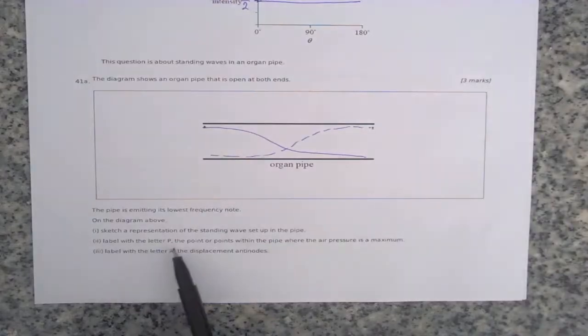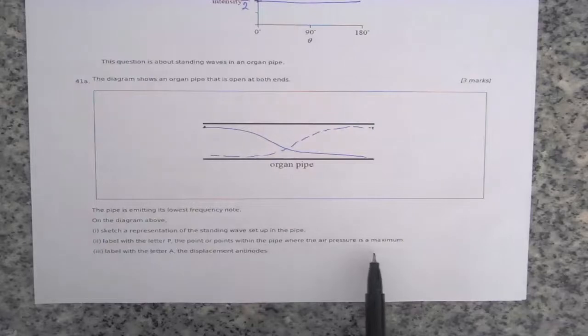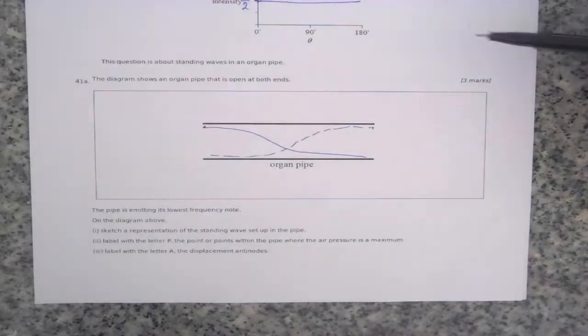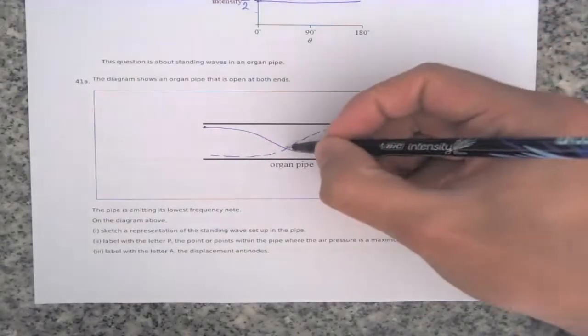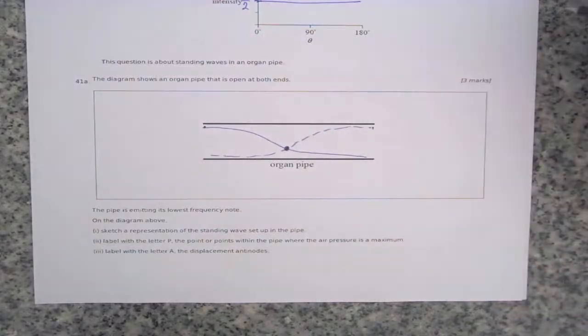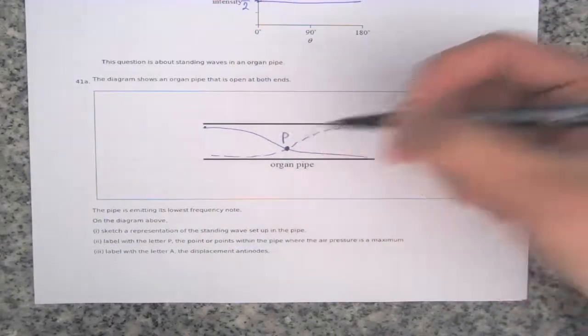Label with the letter P the point or points within the pipe where the air pressure is maximum. When we have maximum pressure, of course we have zero motion of the molecules inside there. So what are we looking for? We are looking for the position that doesn't move at all. So here is your position P.